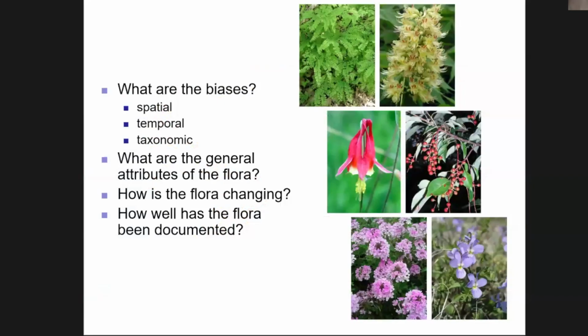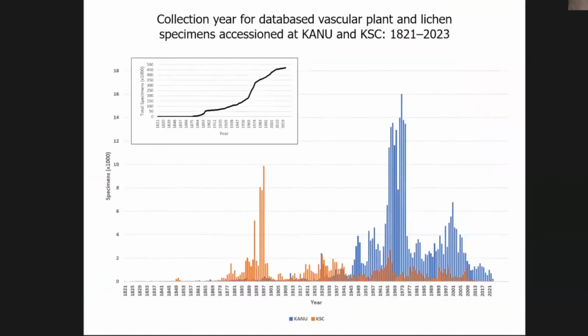So how can we use some of this information to get some basic understanding of what's out there? Well, we can start to look at some of the biases that exist. We can start to identify some of the attributes of the flora. We can look at how the flora is changing, and we can also see how well the collections document the flora. So I'm going to just highlight this with a couple of examples.